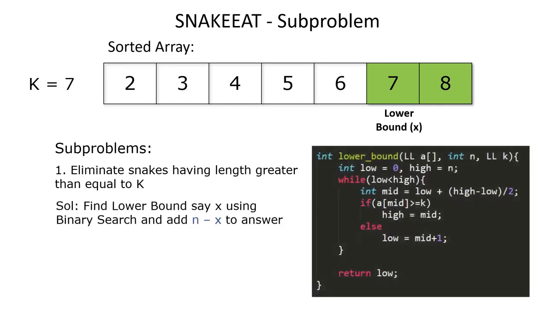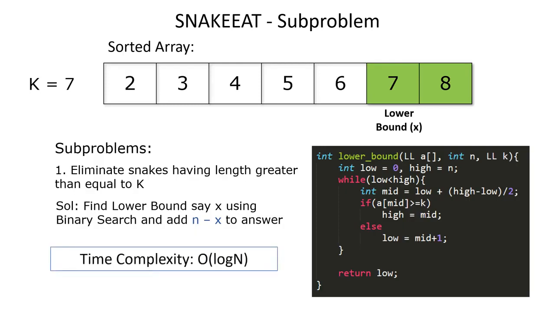Now we look at the code of lower bound, which is pretty standard. We have low as 0 and high as n. We find mid, and if the length at mid is greater than or equal to k, then it could possibly be our lower bound. So we set high as mid and search in the left half, or else we definitely have to search in the right half. So now we have reduced the time complexity for solving this subproblem from n to log of n using binary search. One added advantage is that we have successfully reduced our search space for the next subproblem.